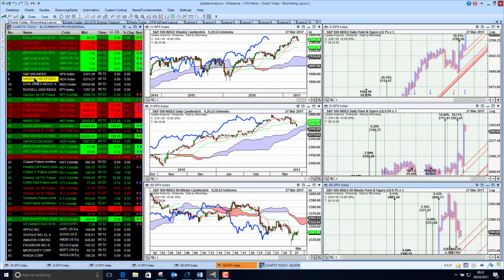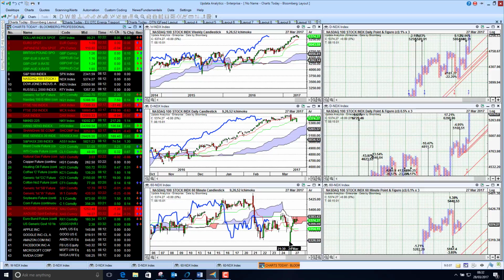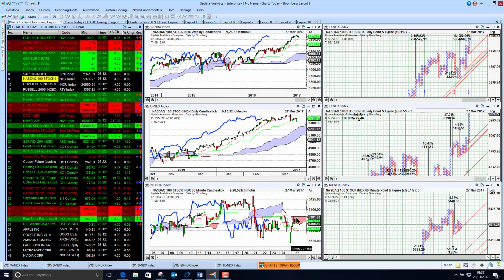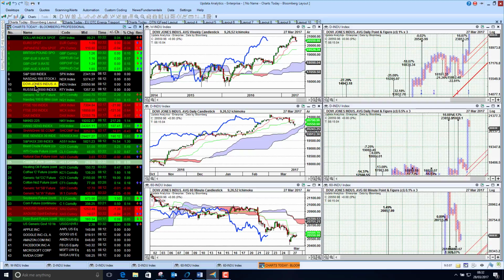So US markets looking pretty good in the medium and long term, just short-term weakness showing through here on the Nasdaq. Again, quite a strong recovery yesterday, hitting real resistance around this 53.80 level. So that'll be interesting to watch today to see how we go with that. Dow Jones is also bearish below the cloud.